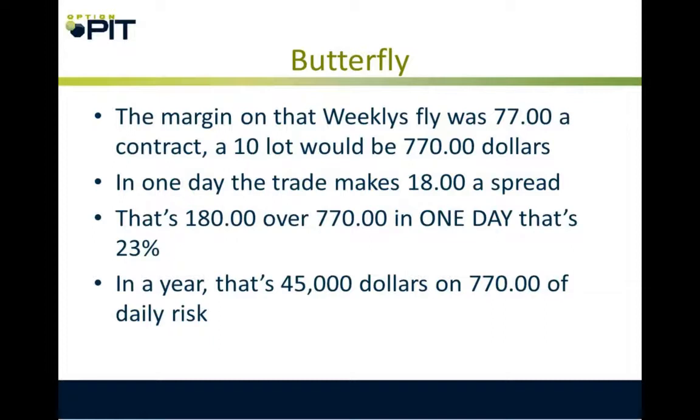So the margin on a weekly fly was 77 bucks a contract. So a 10 lot would be 770 bucks. In one trade, the trade makes 18 bucks. That's $180 over $1.70 on a 10 lot. 23% in a day. If you did that every day, you'd make 45 grand on $770 of risk.